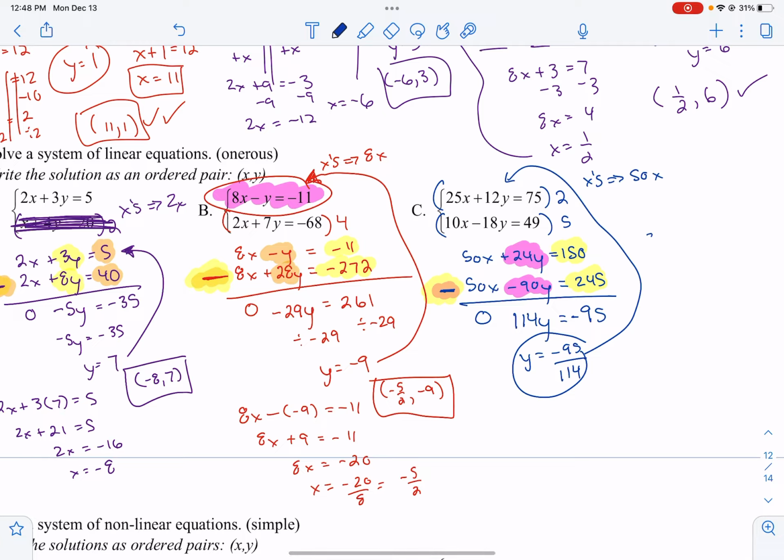So basically, I'm going to take 25x plus 12 times negative 95 over 114, and that's going to equal 75. Then you multiply the 12 through, move it to the other side, divide by 25, and you're going to get another ugly fraction. Again, ugly fractions are okay. We don't like them, but fractions are fractions. We are going to get them as answers. It's okay that we get them. We just don't always like the ones that we get, okay?